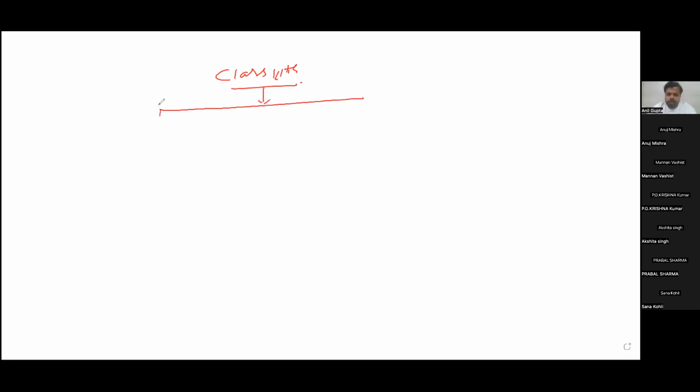Class 11th and 12th mathematics will be divided into 4 parts. Okay, first one is algebra, second one is trigonometry, third one is calculus, fourth one is coordinate geometry. Okay dear, and the best thing is vector is also a part of algebra, like vector algebra.